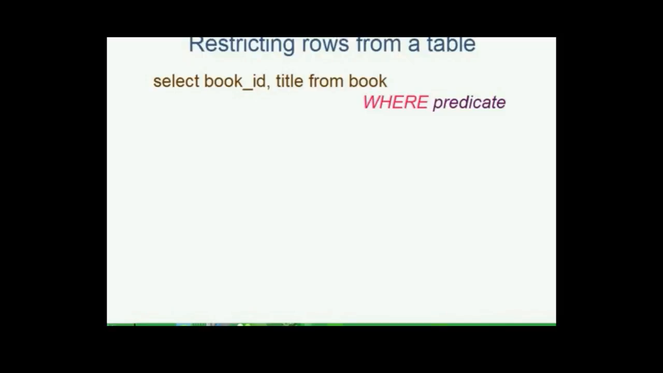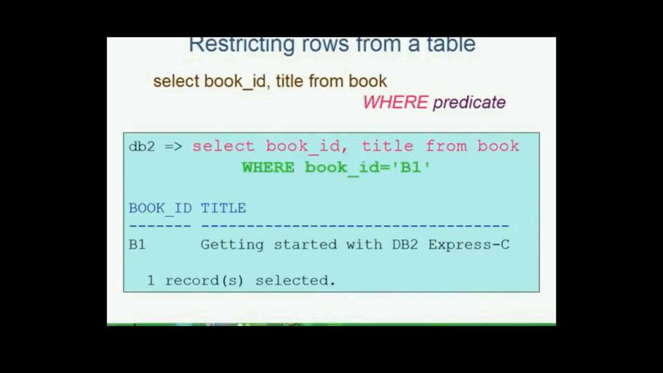Let's assume we have a need to restrict the result set. For example, we need to know the title of the book whose book ID is B1. Relational operation helps us in restricting the result set by allowing us to use a clause, where. Where always requires a predicate. A predicate is a condition that evaluates to true, false or unknown. So for our need, we shall use the where clause with the predicate book ID is equal to B1.